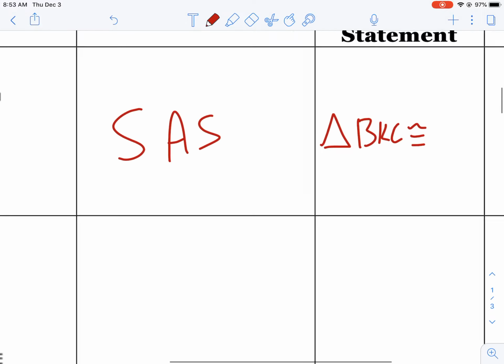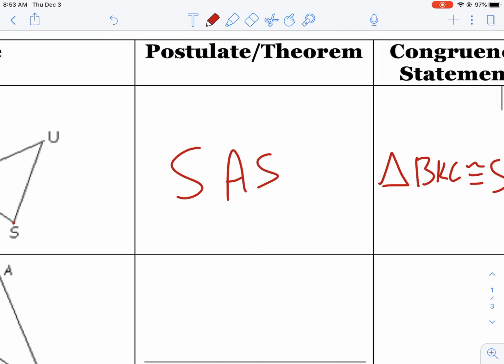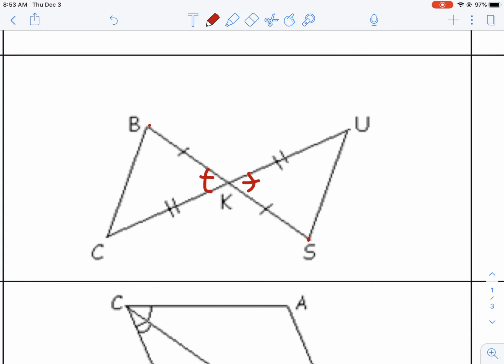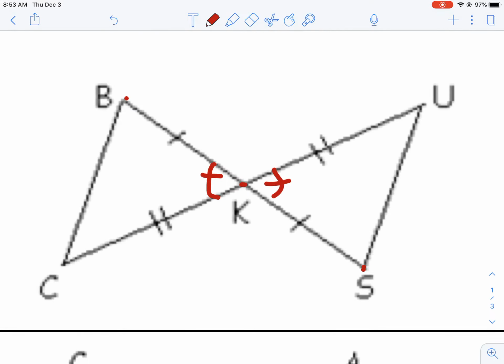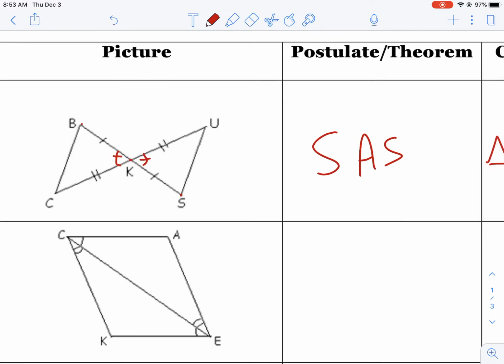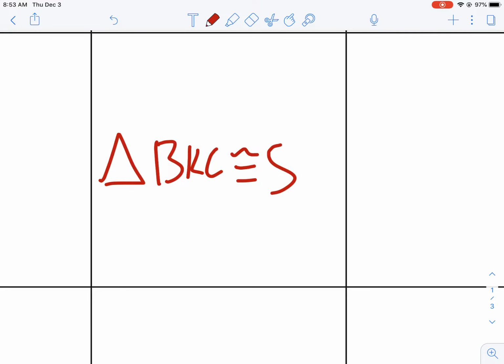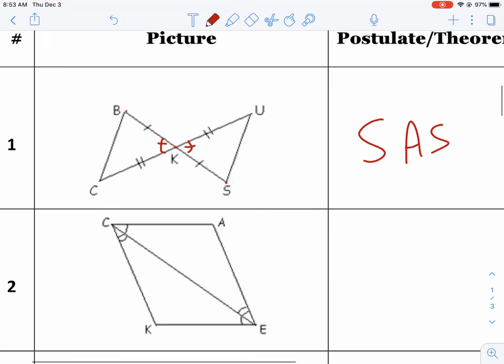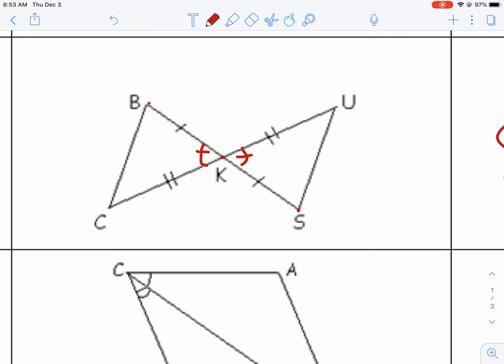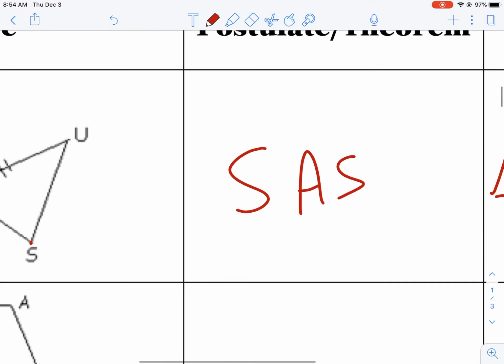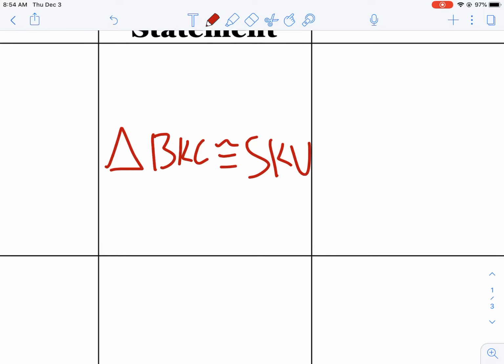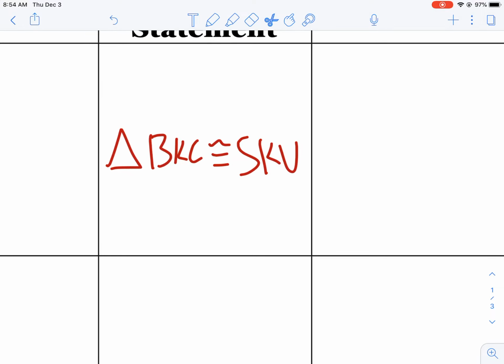So we're going to start with S. And then K is in the same spot for both triangles. These 2 angles right here, this angle and this angle, are both the same. So K matches up with itself. So BK matches up with SK. And then the thing we have left is C, and C matches up with U. So this congruent statement is BKC matches up with SKU.